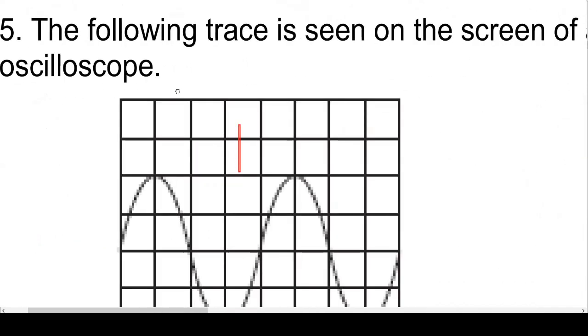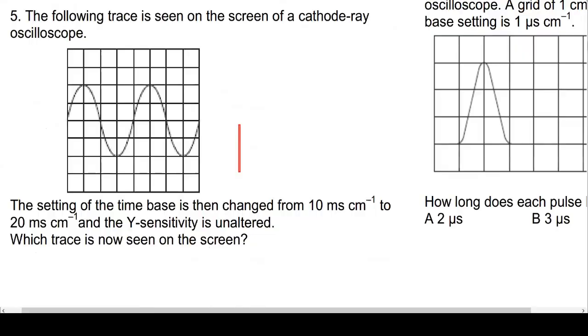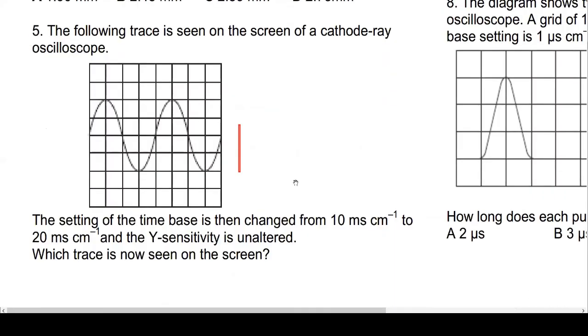Okay, next. The following trace is seen on the screen of a cathode-ray oscilloscope. The setting of the time base is then changed from 10 milliseconds to 20 milliseconds, and the Y sensitivity is unaltered. Which trace is now seen on the screen? So this is 10 millisecond per centimeter, and this is 20 millisecond per centimeter. So we switch from 10 to 20 millisecond per centimeter.